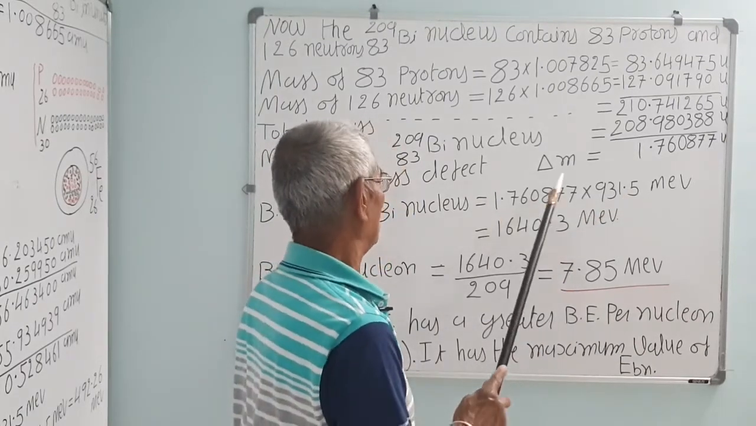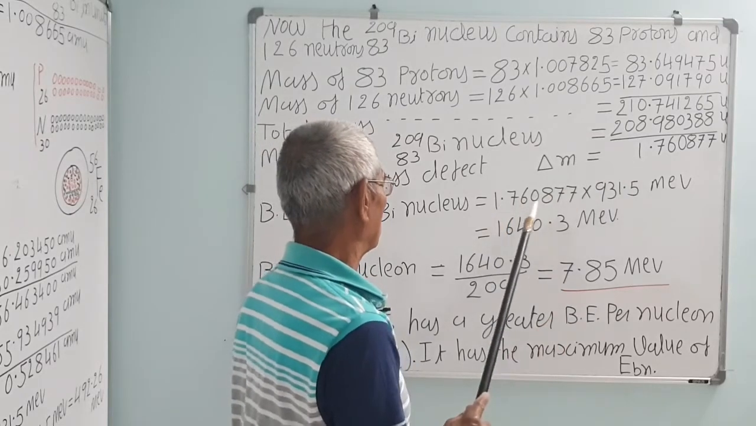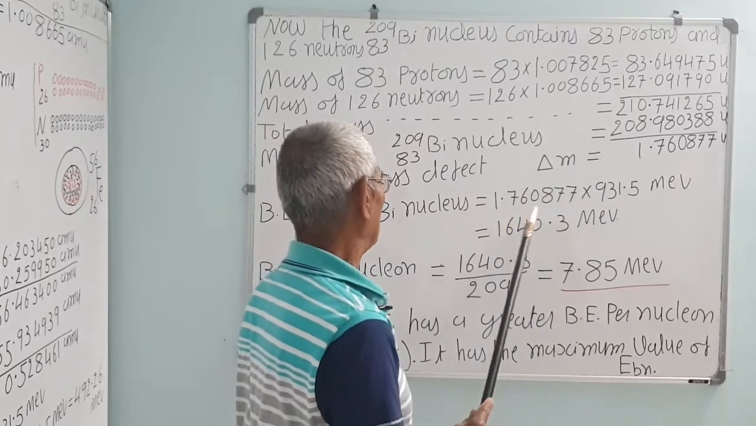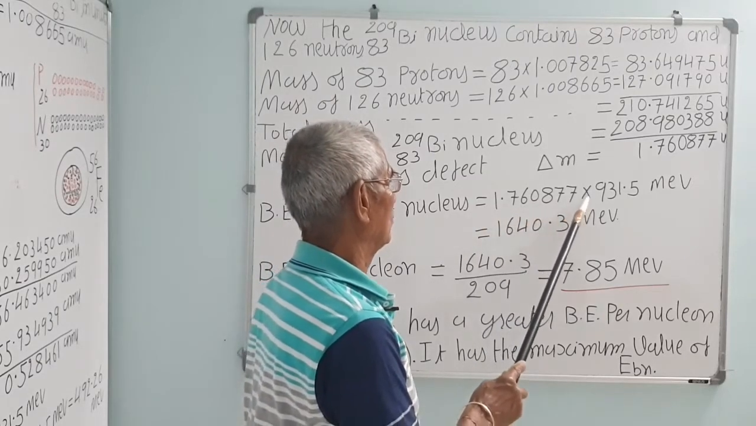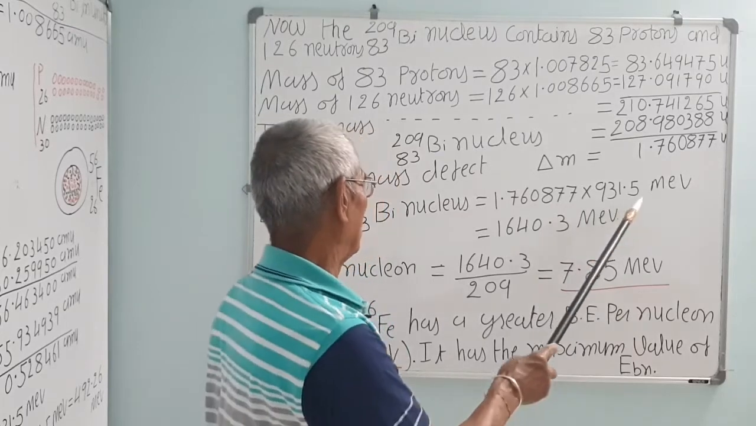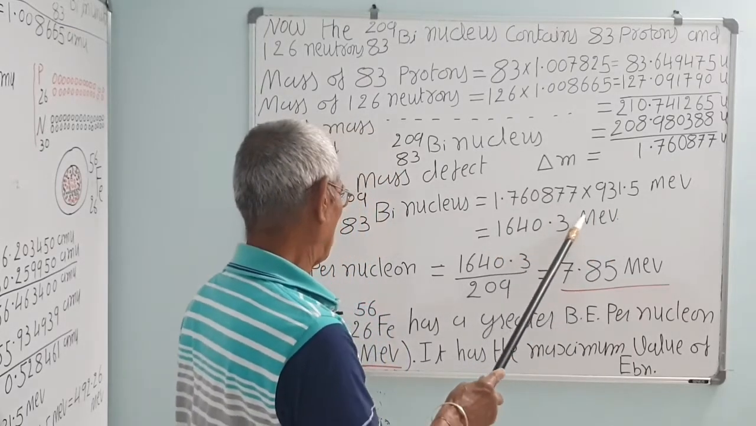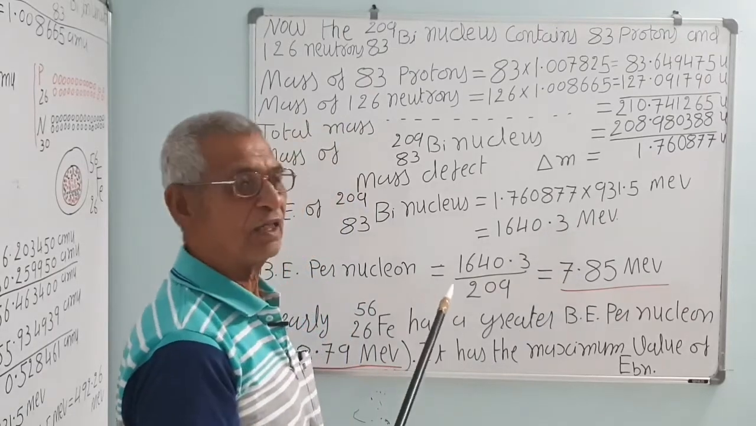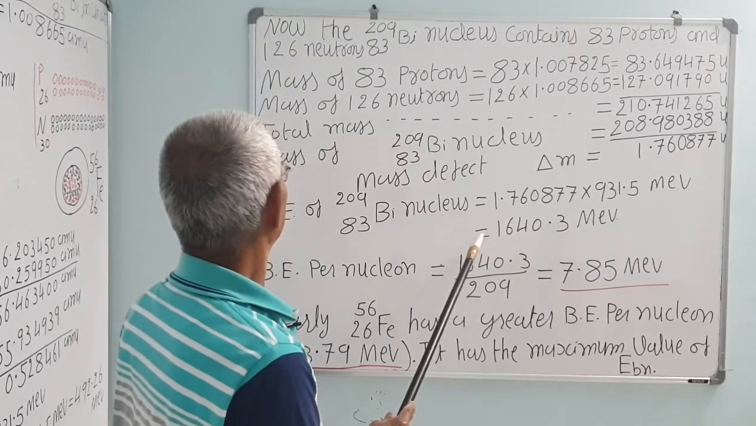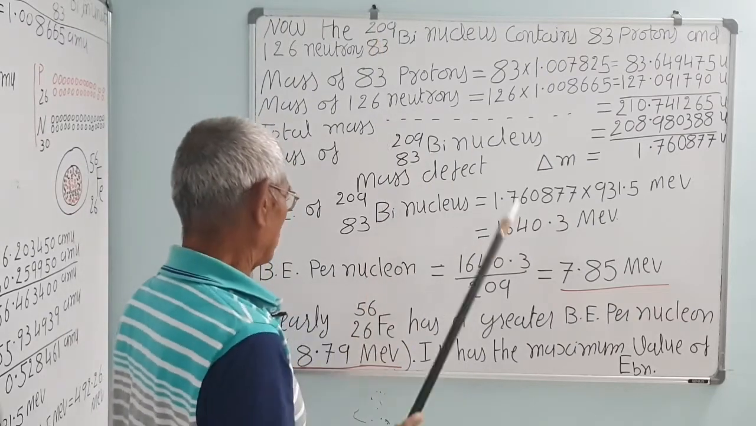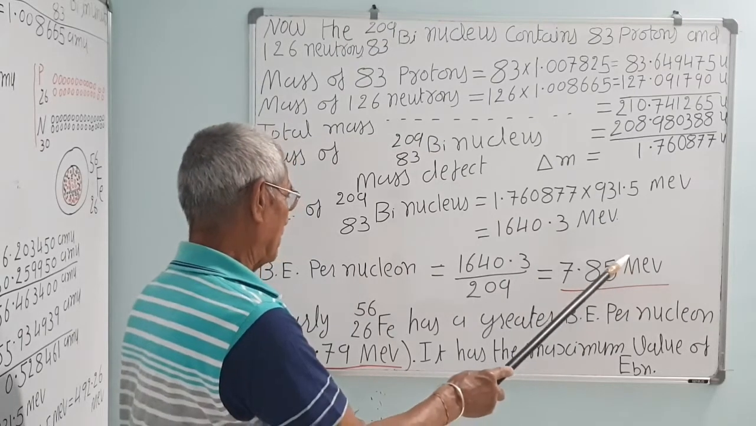So what is the total energy of this mass? When this mass converts into energy, that is total energy in million electron volt will be 1.760877 multiplied by 931.5 million electron volt. That comes about 1640.3 million electron volt. Now binding energy per particle, number of particles are 209. So divide by 209, that is 7.85 million electron volt.